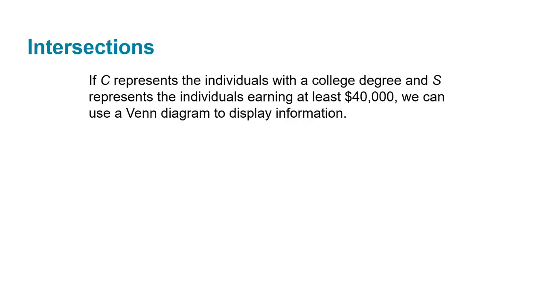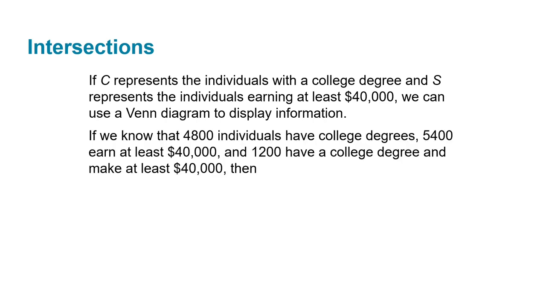In our previous example, if C represents the individuals with a college degree and S represents the individuals earning at least $40,000, we can use a Venn diagram to display the information. Let's suppose we add additional information. If we know that 4,800 individuals have college degrees, 5,400 earn at least $40,000, and 1,200 have a college degree and make at least $40,000, then we can do the following calculations.